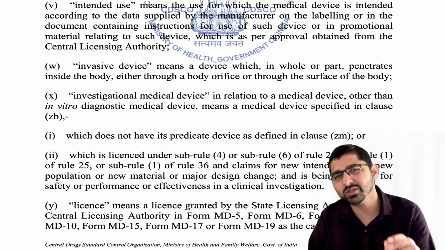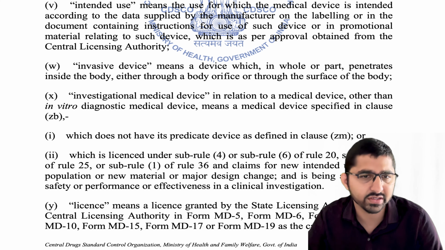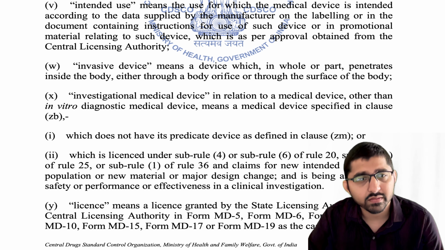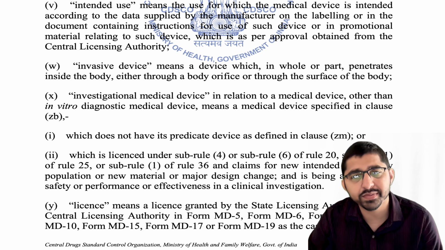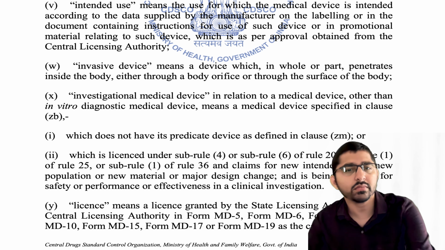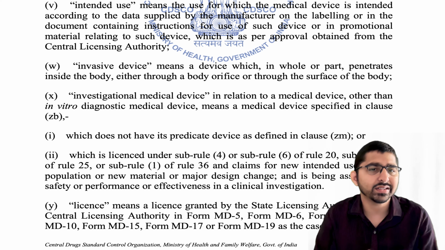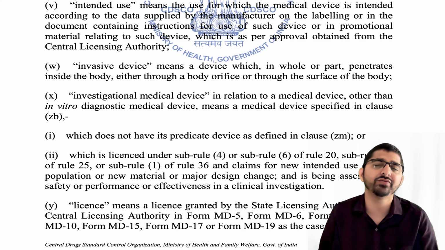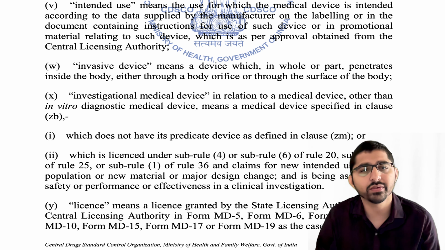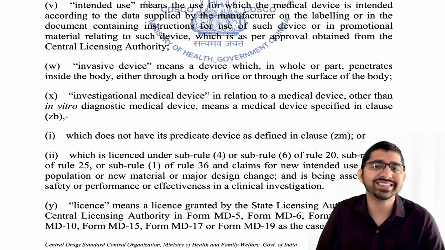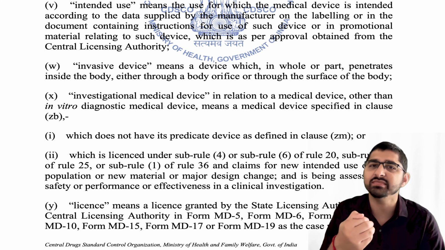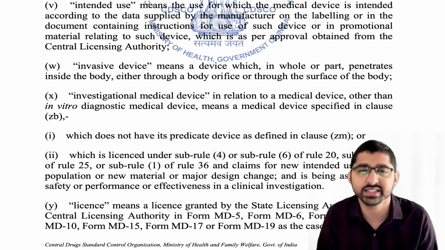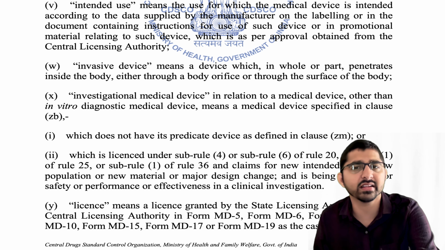So this is very simple to know. Most of you will be aware of the meaning of intended use. We'll not talk about invasive devices, investigational medical devices, right? But now we can talk about the predicate devices. This refers to a device that does not have a predicate device as defined in clause ZM, which is licensed under sub rule 4 or 6 or 20 of rule 25, and claims a new intended use or new population or new material or major design change that has been assessed for safety or performance effectiveness in a clinical investigation, right? So I hope this is clear, my friends.